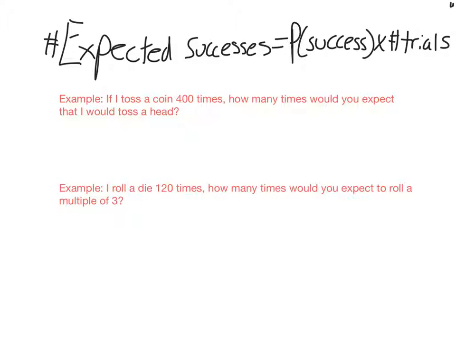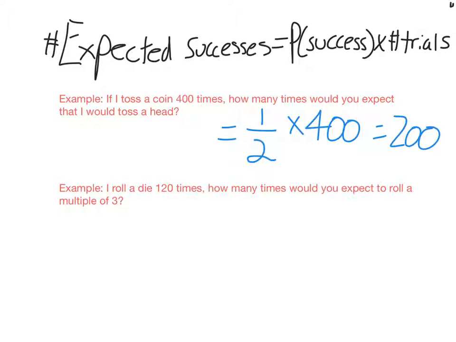So let's say, firstly, that I toss a coin 400 times. How many times would I expect to get a head? So we can use the formula above. So the number of expected successes, in this case a success is getting a head, the number of heads I expect would just be the probability that I get a head each time I toss the coin, a half, times the number of trials. And a half times 400 is just 200. I'd expect 200 heads, 200 tails.